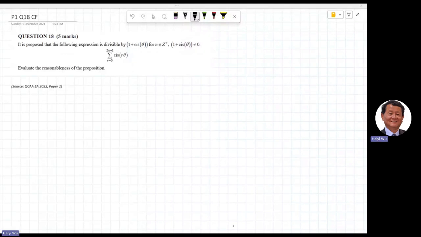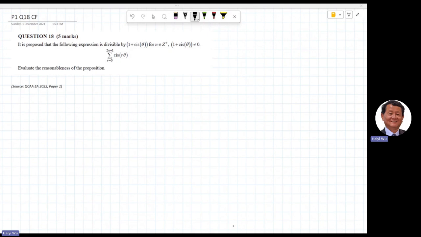Induction, proof by induction, mathematical induction for question 18. QCAA External Assessment 2022, Paper 1. Okay, this equation is using De Moivre's theorem. So we have a divisibility question.